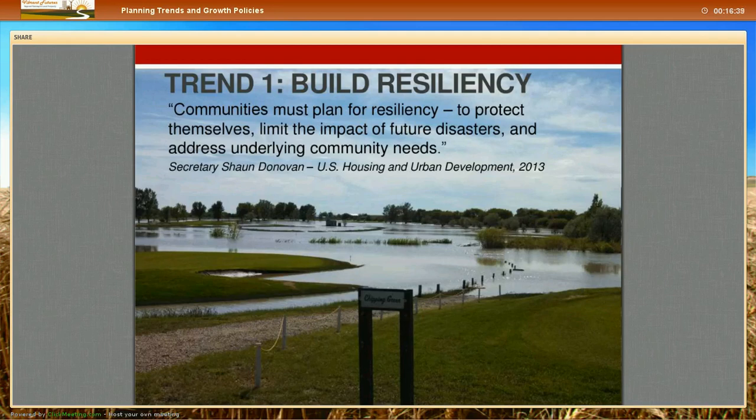The first trend we are going to review is resiliency. When people think of the term resilient as it applies to cities and towns, they typically think of how the community responds to a natural disaster or catastrophic event. The background photo on this slide is a picture of the golf course in Havre that was flooded last spring.